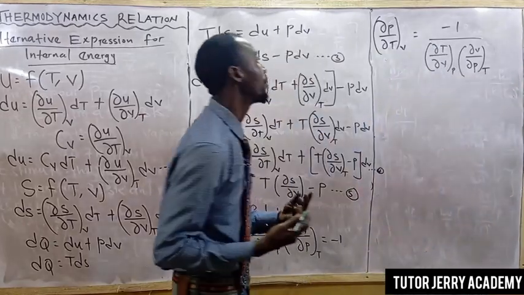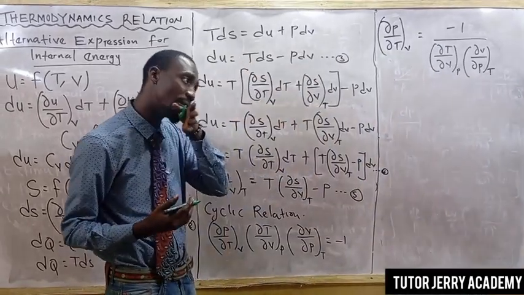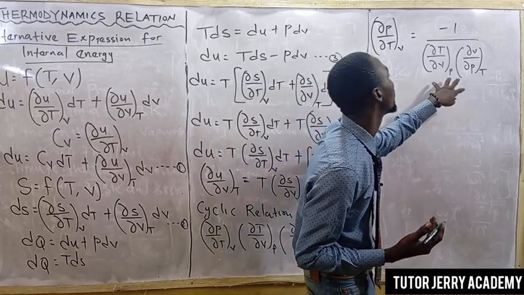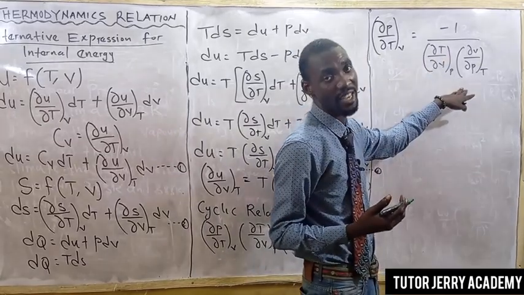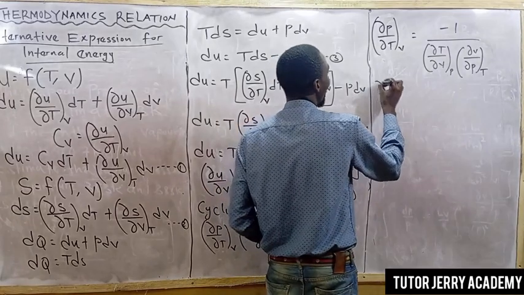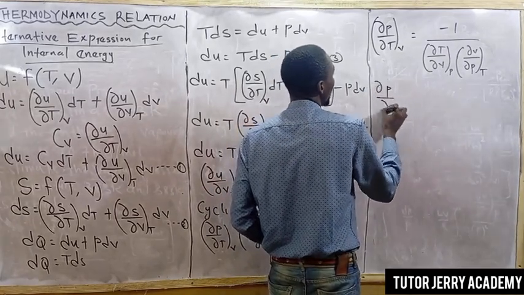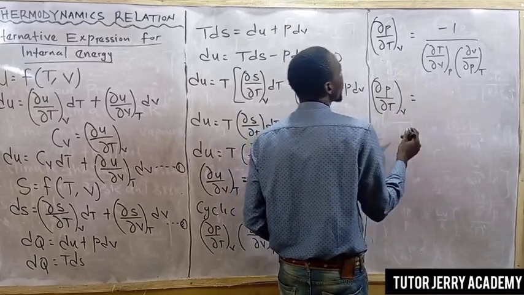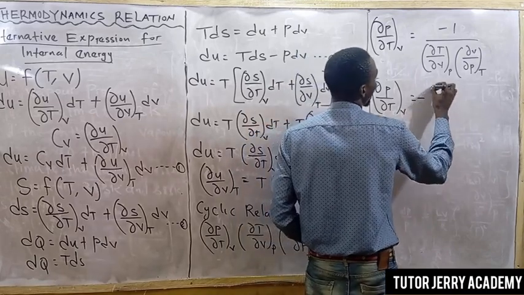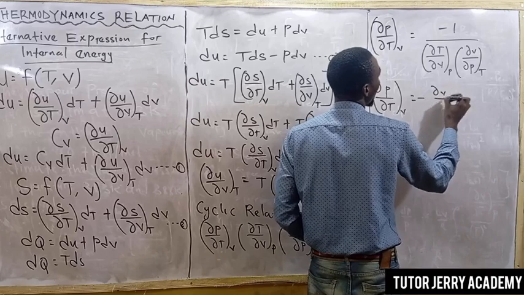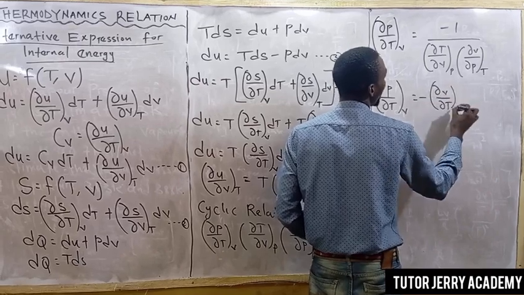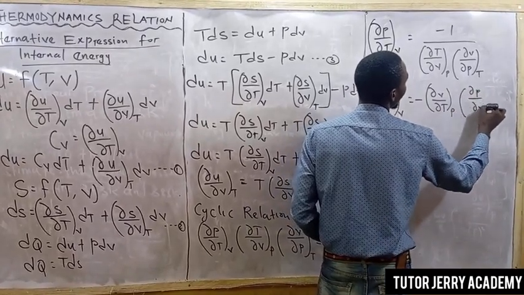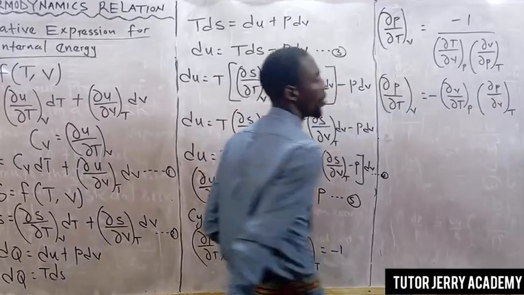All right. So now if we do this, what we are going to have is this. If we want this to go up, we are just going to take the inverse. So it means that the partial derivative of P all over the partial derivative of T, keeping V constant, will be equals to minus into the partial derivative of V all over the partial derivative of T, keeping P constant, into the partial derivative of P all over the partial derivative of V, keeping T constant.